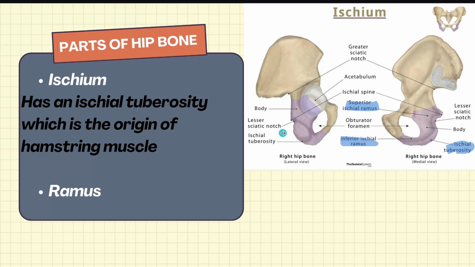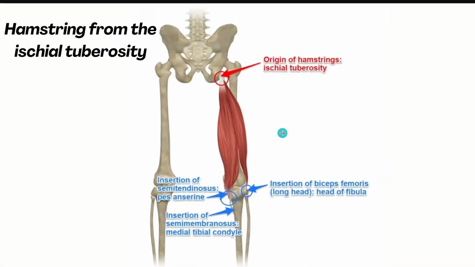Now, something important that I want you to know about the ischium is that it has a tuberosity called the ischial tuberosity, which is the origin of the hamstring muscles. Now, you might not know what the hamstring muscles are right now. I just want you to know that hamstring muscles make the posterior compartment of the thigh. However, we're going to get to know those even better once I explain the thigh region. As you can see here is the ischial tuberosity, and here you can see where these hamstring muscles are originating from.